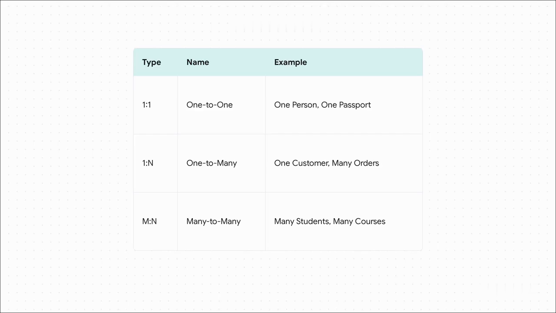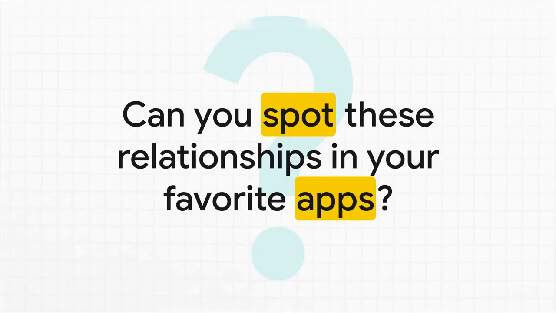Many students, many courses. So the next time you're scrolling through your social feed or queuing up a playlist or booking a flight, just take a second. Look beneath the surface. Because now that you know the secret language of how data connects, you'll start seeing these hidden relationships everywhere. So can you spot them?